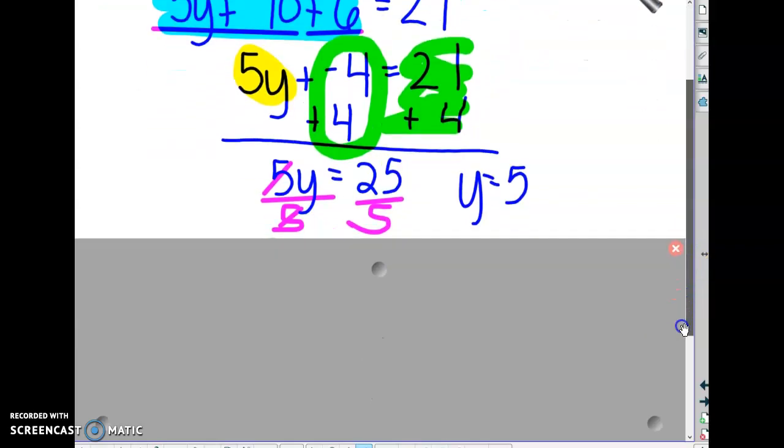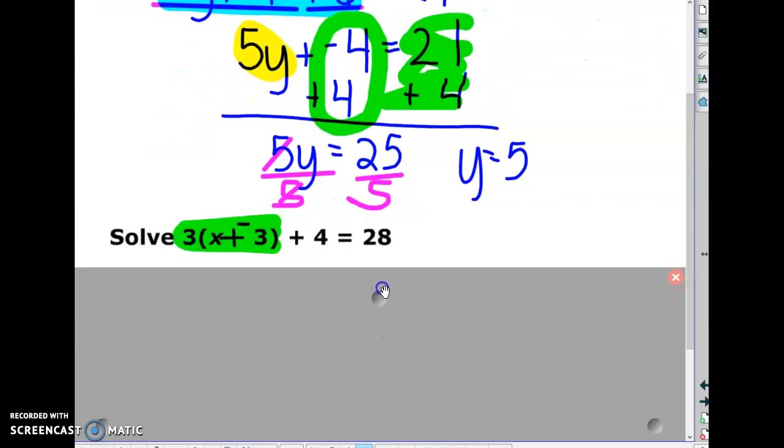Let's try one more like this. Okay, I'm going to, first of all, erase this, and I'm going to look. I have got 3 times a number minus 3, plus 4, is equal to 28. So looking at this, I'm going to first of all do my add op prop. So I'm going to change a number minus 3 to a number plus a negative 3. I'm now going to say, oh, can I put any terms together? Well, I need to distribute here first.